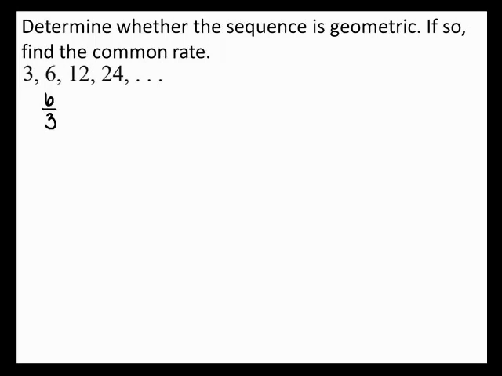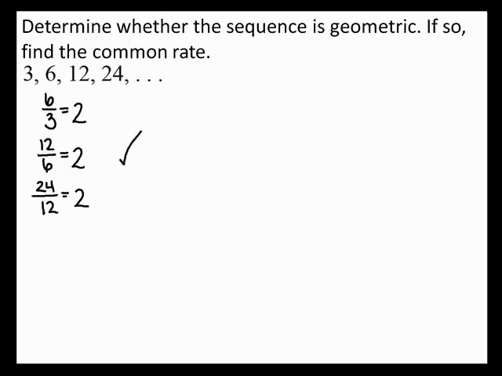Simplify 6 divided by 3. You find that 6 divided by 3 is equal to 2. Simplify 12 divided by 6. You find that 12 divided by 6 is equal to 2. Simplify 24 divided by 12. You find that 24 divided by 12 is equal to 2.